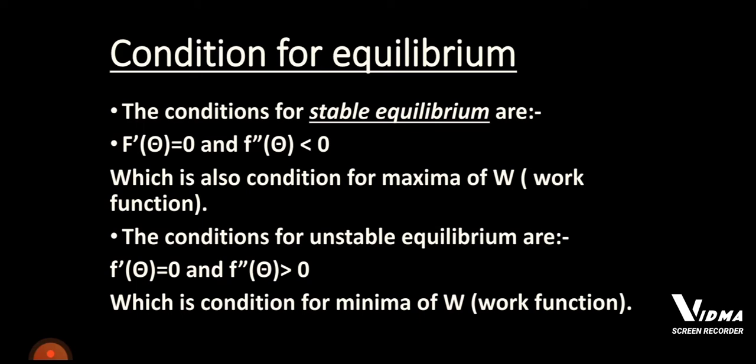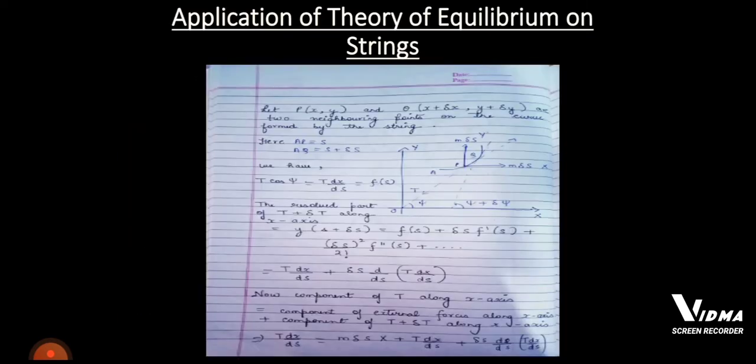Conditions for the equilibrium. The conditions for stable equilibrium are if f dash theta is equal to 0 and f double dash theta is less than 0. It is also the condition for maxima of the work function W. The conditions for unstable equilibrium are if f dash theta is equal to 0 and f double dash theta is greater than 0. It is also the condition for minima of the work function W.